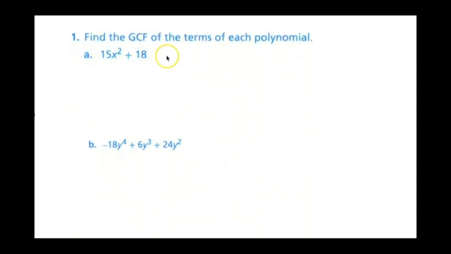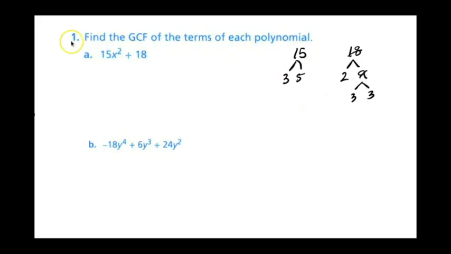We're going to do the same thing here, but we're going to do it with actual math. 15x squared plus 18. We want to do the same concept. Okay, how do I break down 15? 15 is 3 times 5. 18 is 2 times 9, and I can break down 9 to 3 and 3.